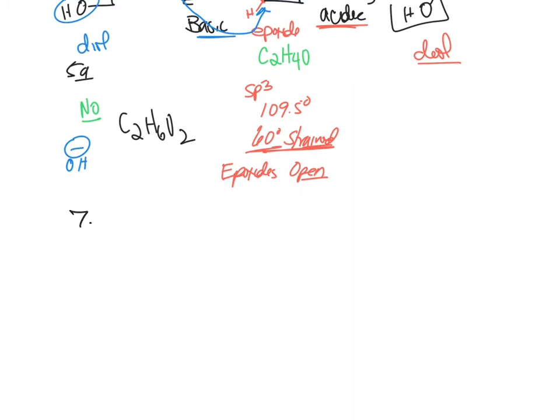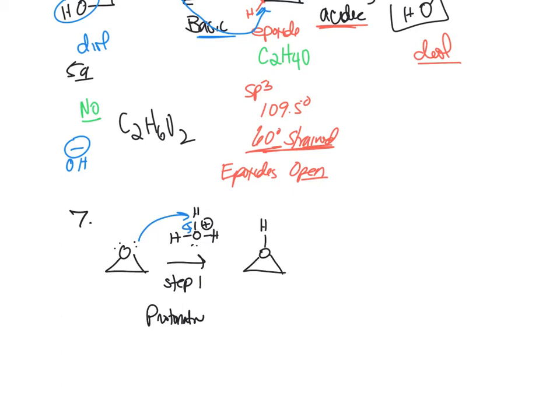Question number 7. Consider the acid catalyzed ring opening. Draw curved arrows. Okay, so we have acid, and the first step is called protonation. And you'll have to be able to do this mechanism. So the first step is you have protonation of the epoxide. That's step 1. And so there's your two curved arrows for step 1.